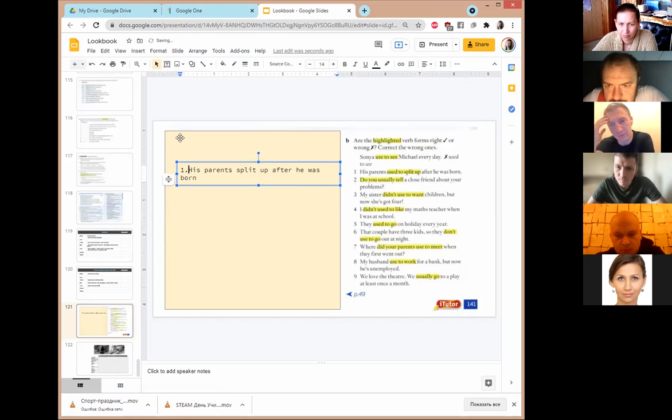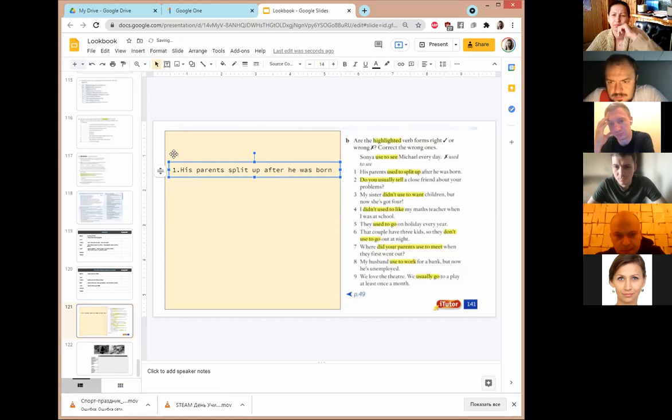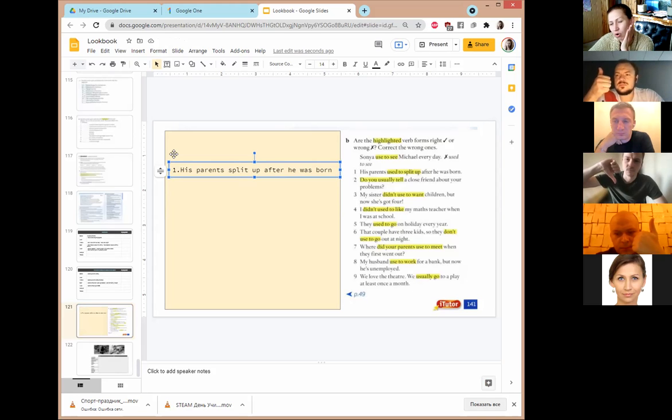Vova, continue, please. Do you usually tell a close friend about your problems? I think it's correct. Do you guys agree with Vova? There's nothing wrong with this sentence. What didn't you like, Igor? I thought we have to use used to for these sentences. You used to tell. Let's just look at the sentences and see if they are normal or not. Do you usually tell a close friend about your problems? That's quite a present simple sentence. It's okay. There's nothing bad about it.